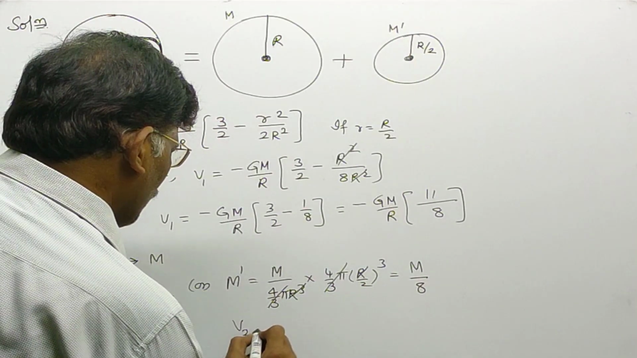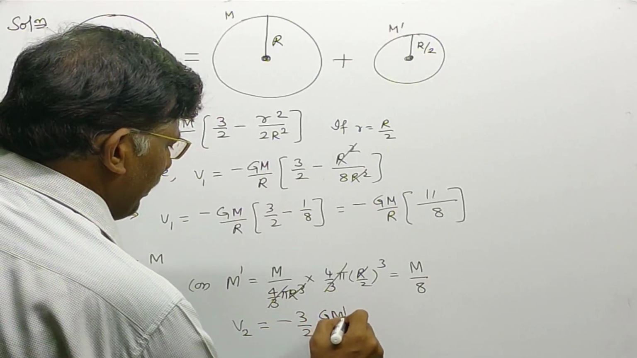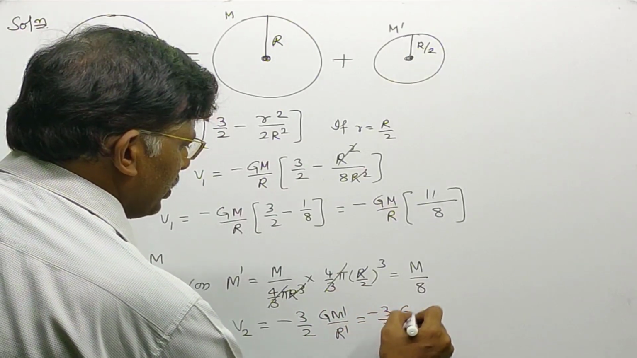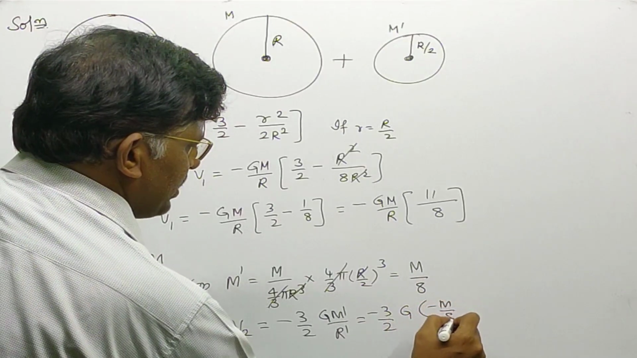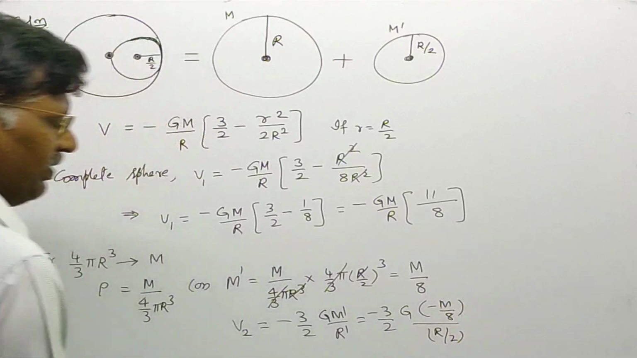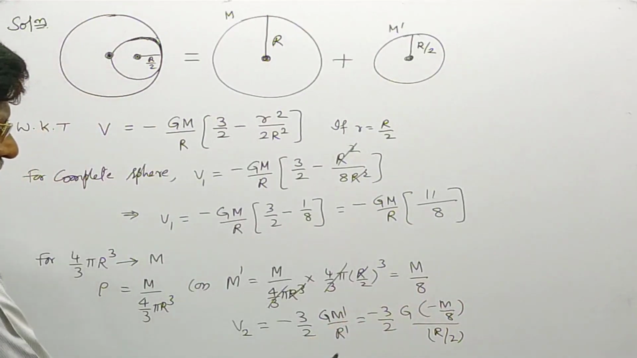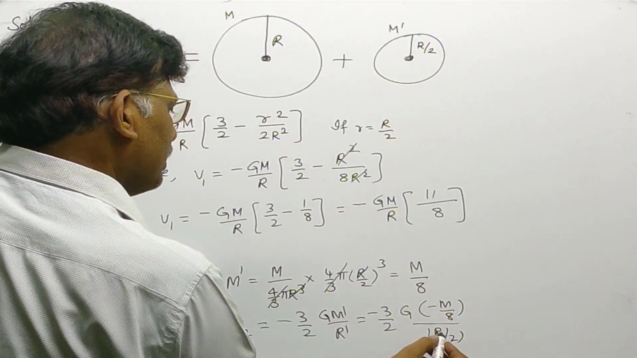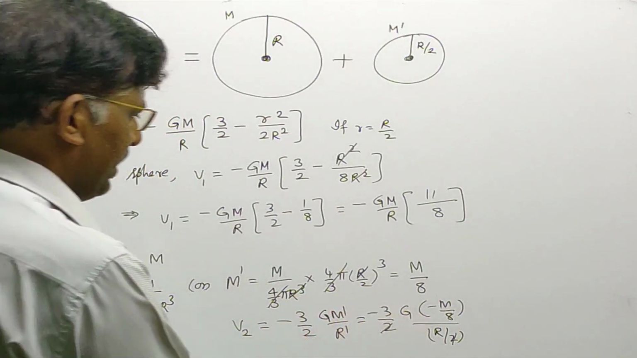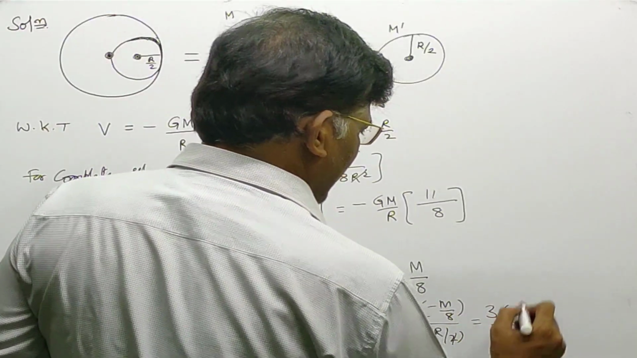Potential at the center of the removed portion, V2, is equal to minus 3/2 GM dash by r dash, that is equal to minus 3/2 G into (M/8) divided by (R/2). Why can we take the minus sign here? Because this amount of mass is removed, that's why we take it as minus. Observe here, the 2 cancels, and what remains is 3/8 GM by 2, that is equal to 3GM by 8R.